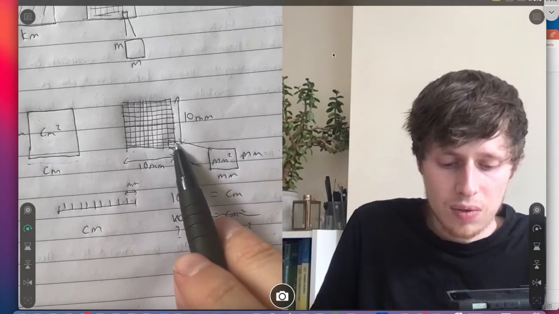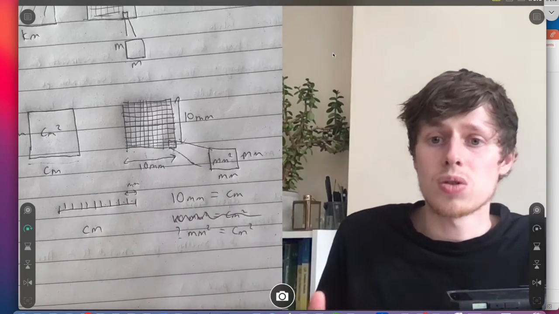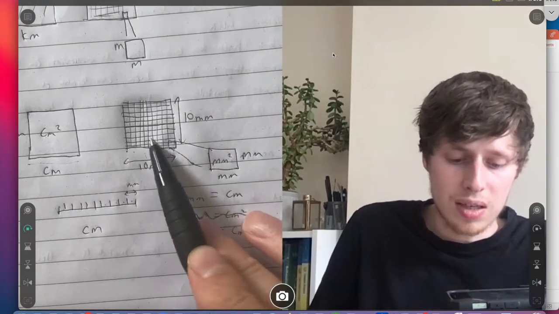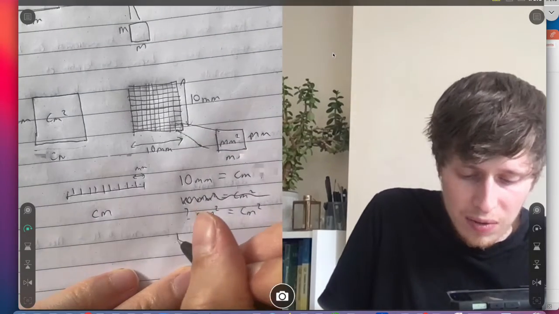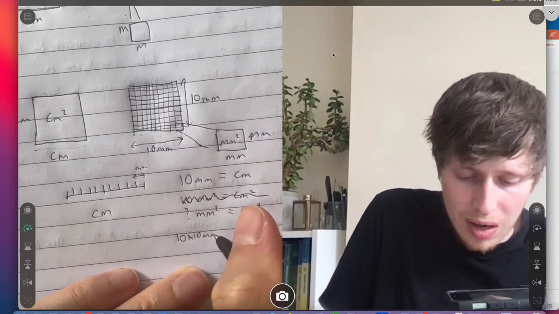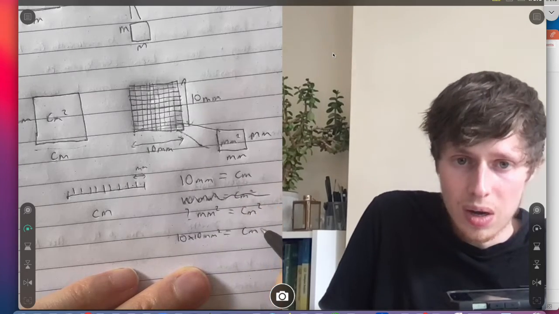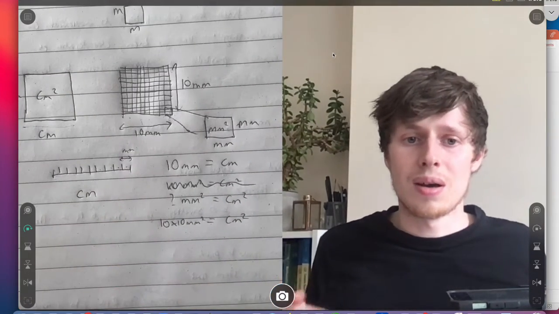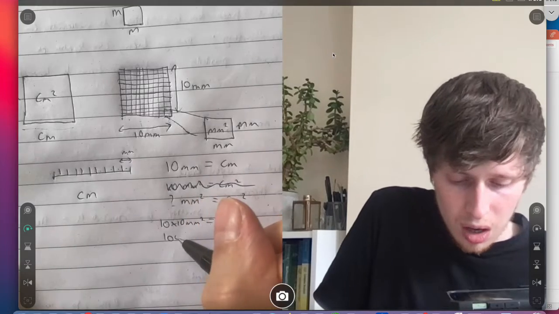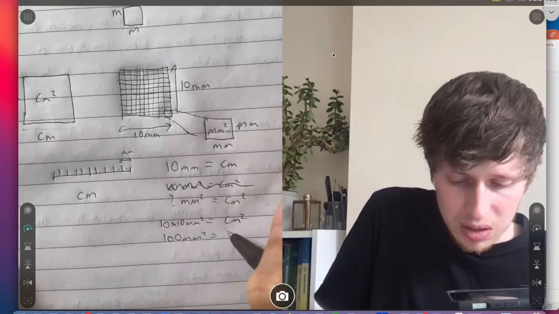And because you have 10 rows, you have 10 lots of 10 millimeter squared in the whole thing. So we're going to have 10 lots of 10 millimeter squared in a centimeter squared, and that's going to be equal to 100 millimeter squared equals 1 centimeter squared.